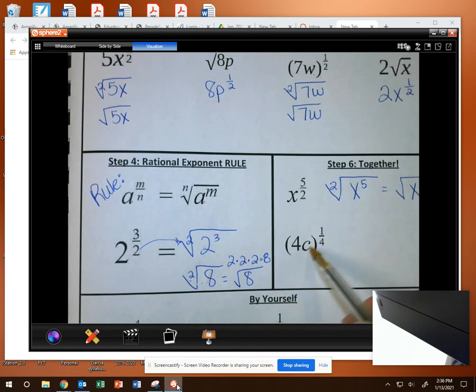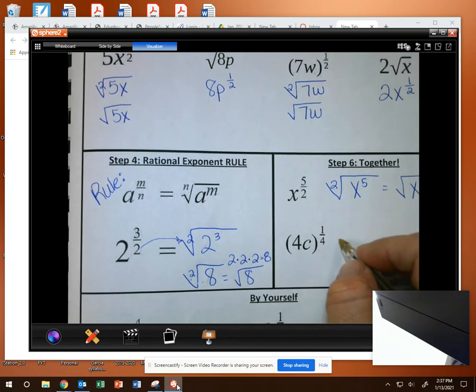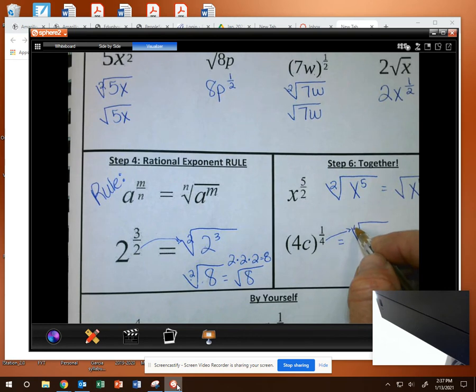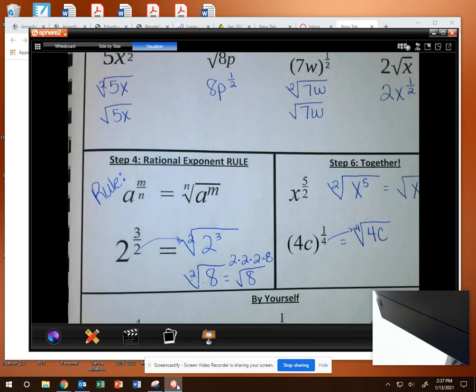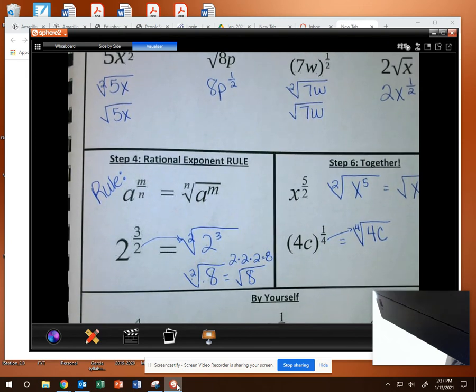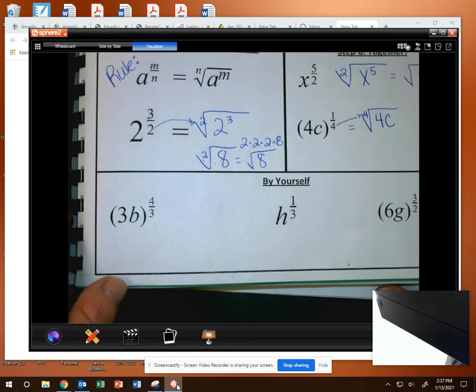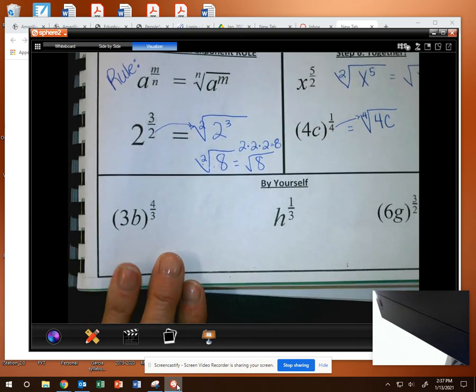So 4c all raised to the 1/4 power. Notice my denominator goes here. And this is your answer. Okay? All right. We're going to do 3 more together, and then I'm going to let you do your work.